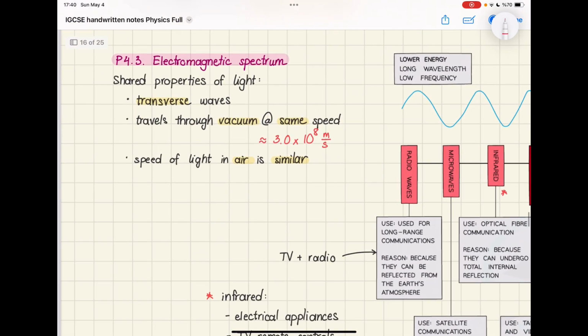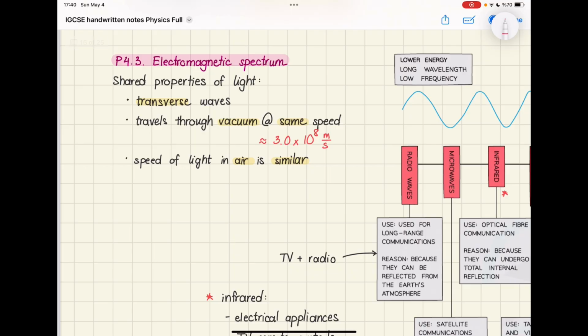Electromagnetic spectrum. A shared property of these waves is that they are transverse waves. They travel through a vacuum at the same speed, which is 3 times 10 to the power of 8 meters per second. And the speed of light in air is similar.